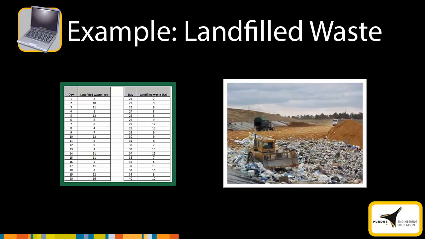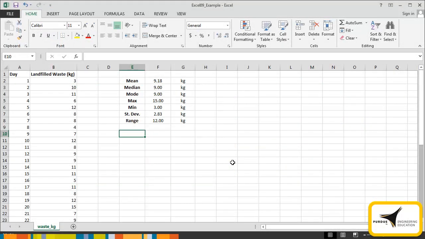Now let's create a histogram in Excel. In this example, we will create a histogram that shows the distribution of kilograms of landfilled waste from a manufacturing facility over 40 days. The dataset we will use is shown here. In this example, the data is preloaded into Excel as shown here. We have also already calculated descriptive statistics for the data using the Excel built-in formulas. At this point, you should review the descriptive statistics so you know what to expect when creating a histogram.